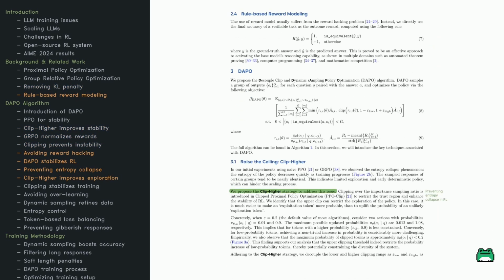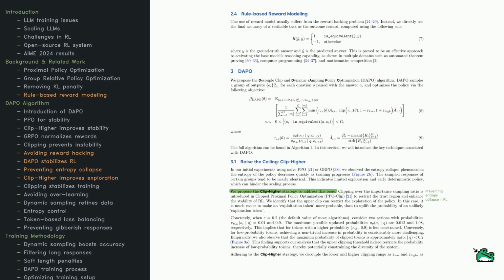Next comes the tricky part of designing a good reward signal. Models can exploit naive reward schemes, also known as reward hacking. To avoid that, the researchers keep it simple. The model earns +1 for a correct answer and -1 for an incorrect one. That's it. This straightforward system has already worked well in fields like theorem proving, programming, and math competitions. Now we see how DAPO steps in. It refines policy optimization with decoupled clipping and dynamic sampling.